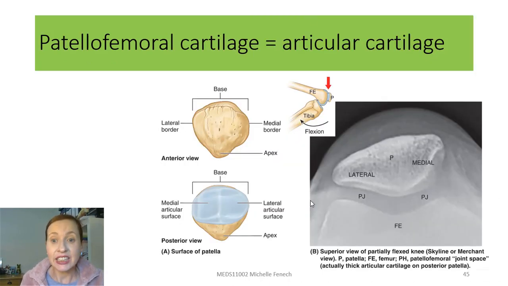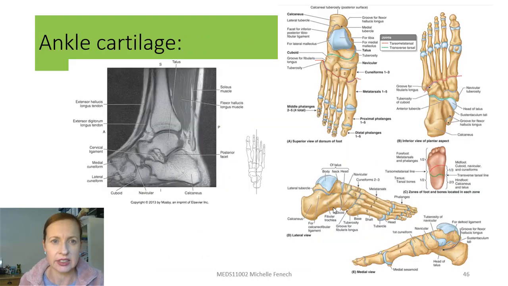So when we take an x-ray of the knee and we do it like the knee's bent here and we have to send the x-ray through here, it looks like there's a big gap. But in reality, there's not. There's cartilage that lines the femur and cartilage that lines the back of the patella. So there's patellar cartilage along here and femoral cartilage along here. And so we have to remember that cartilage exists.